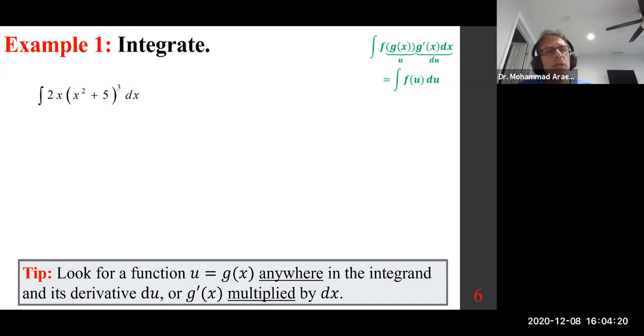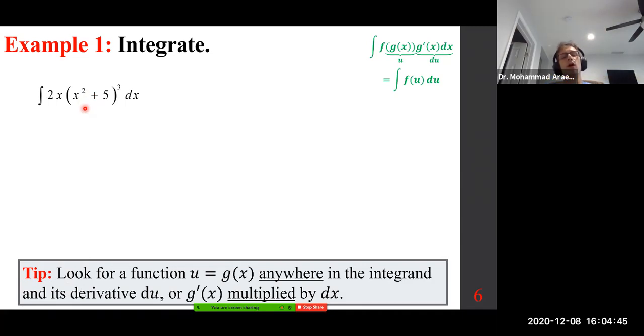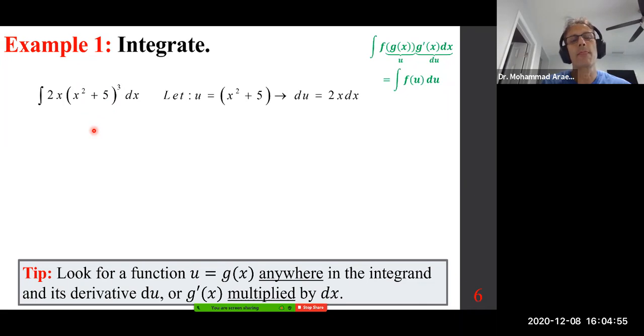Generally speaking, the more complicated function is a choice of u. Remember the tip. Look for a function u, g of x, and its derivative du or g prime of x multiplied by dx. So I hope you realize, if you're looking at this one, the piece in the parentheses, x squared plus 5 is a more complicated one, so that would be the choice of u. So what happens when you differentiate that? You get 2x dx.